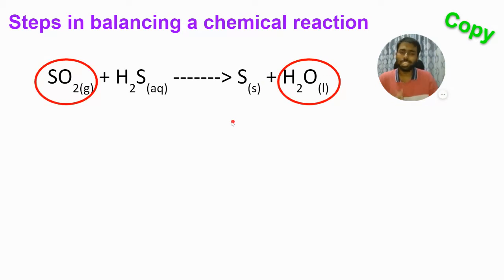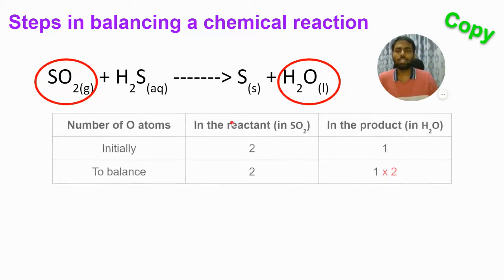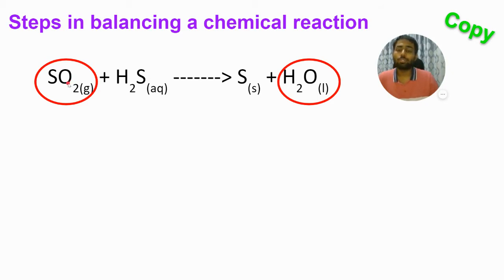Okay. Then again you have to make a table. Before making the table, you just look at the elements. Here you have one atom of sulfur, you have no sulfur over here. Then you have two atoms of oxygen, and only one atom of oxygen here. And here there is no hydrogen, here there is hydrogen. So oxygen you can equalize here. Here there are two oxygen atoms, here only one oxygen atom.